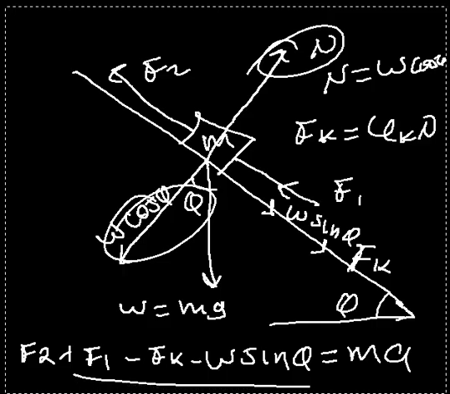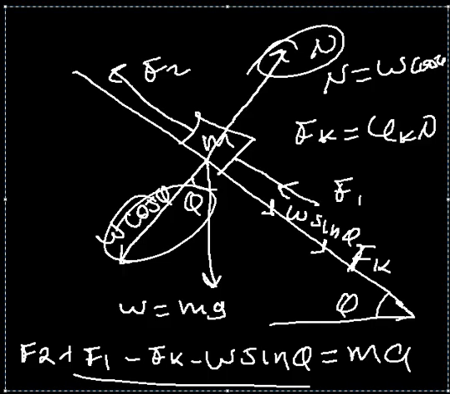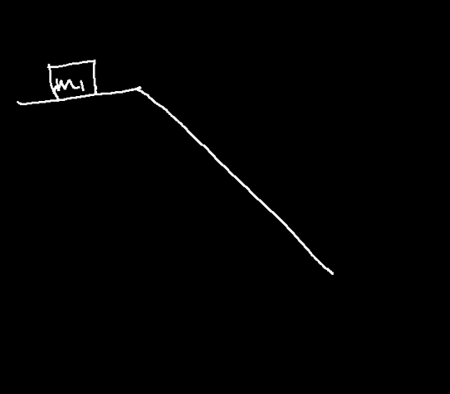What if we have a system of connected bodies on an inclined plane? Let's say we have this typical case, which we should look at. Let's say this is the object of mass 1, and this is the object of mass 2. And now let's say these objects are connected by a massless string.